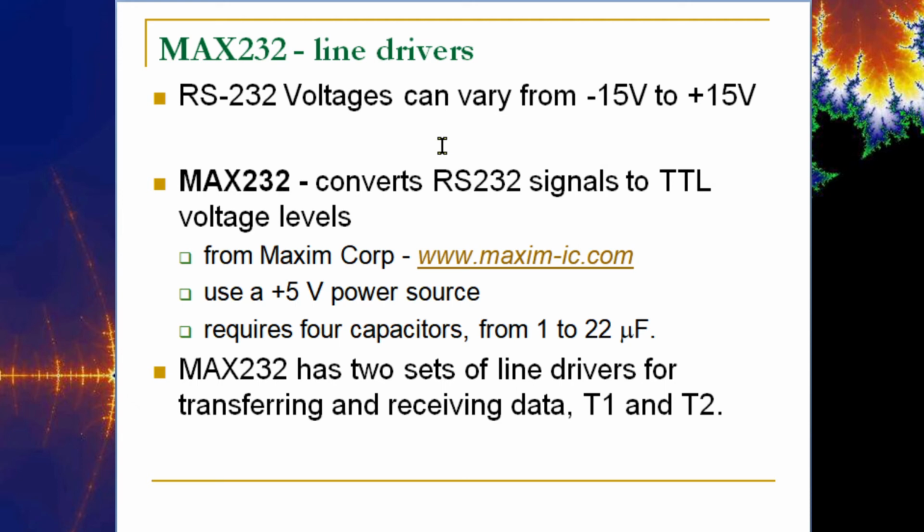It says the MAX232 has two sets of line drivers for transmitting and receiving data. So even on your Altera board, you have these T and R, usually TX and RX pins, and those are the transmission and receiving pins. A lot of times you'll see the T and the R have little LEDs next to them, and they'll blink, letting you know when there's either a transmission or a receiving action happening.